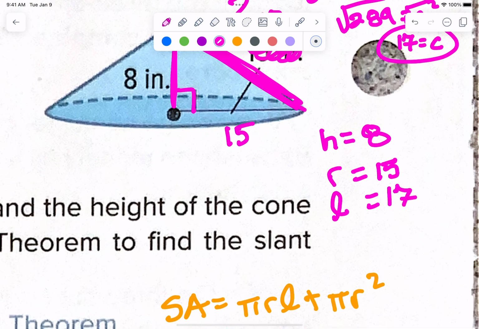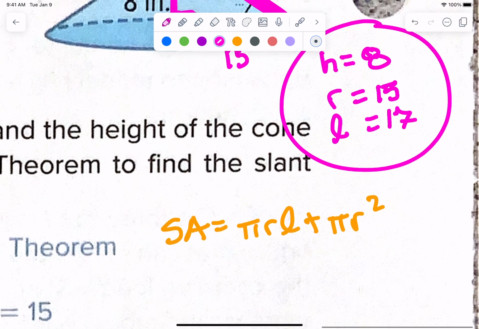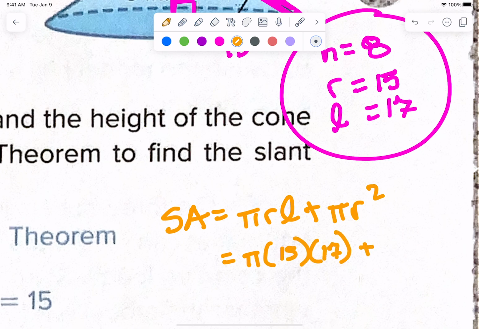All right, now the beautiful thing is, after we write this out, I no longer need to look at my diagram for anything more. I've gotten all the information from it that I need. Surface area, all I have to do is plop stuff in. Pi times the radius times the slant height plus pi times the radius squared.